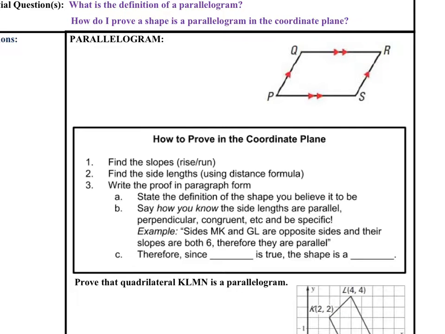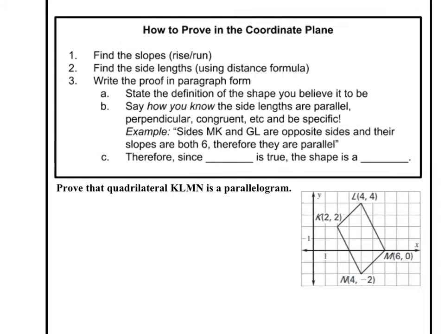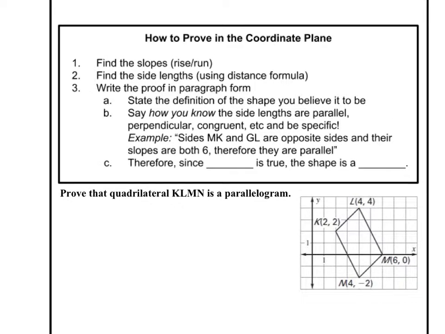So when we talk about parallelograms, I'm talking about a quadrilateral that has opposite sides parallel. Here's how you prove in the coordinate plane. This is in general, not just for parallelograms. You're going to have to figure out what are the slopes, what are the side lengths. Obviously for parallelograms, you don't have to figure out the side lengths. The only thing that matters is the slopes, because we're talking about parallel.